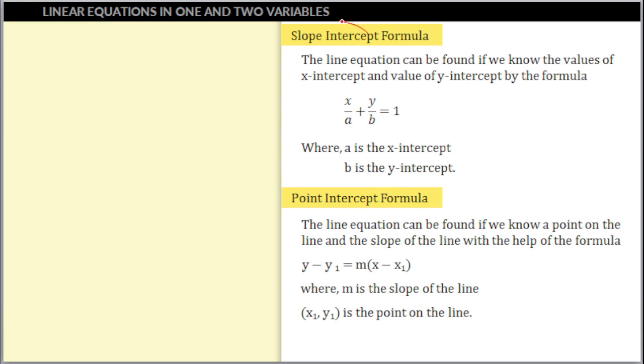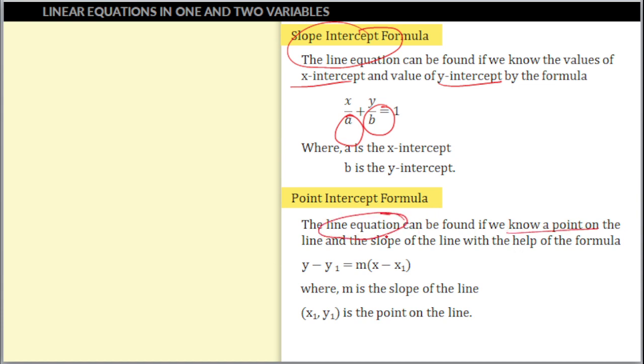Again, the intercept formula. We can find the equation of a line if we know the x-intercept and y-intercept. A is the x-intercept and B is the y-intercept in this formula.